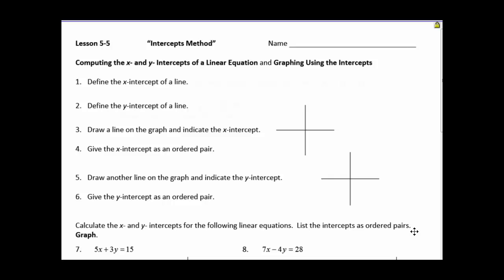This is the intercepts method. What we're going to do is look at computing the x and y intercepts of a linear equation, and then we're going to use those intercepts to actually graph that linear line.